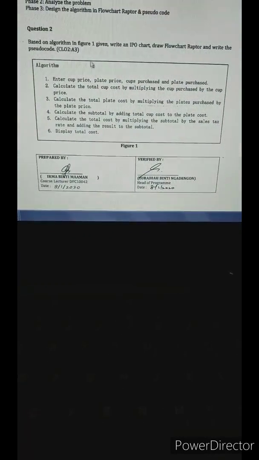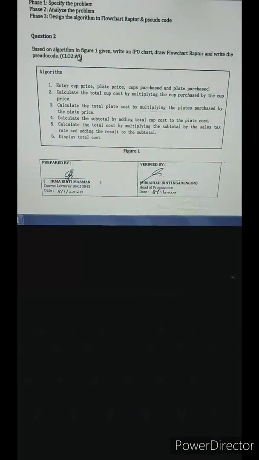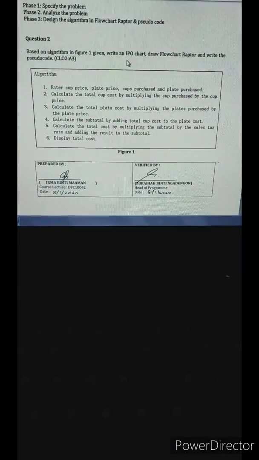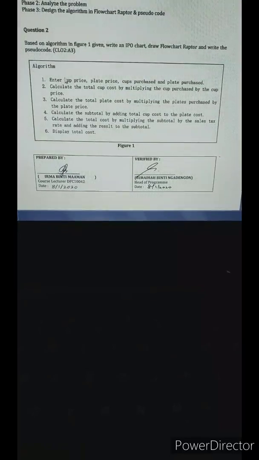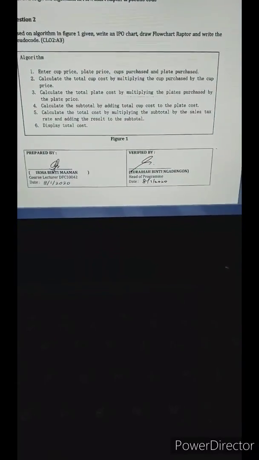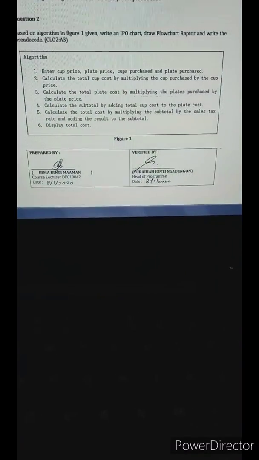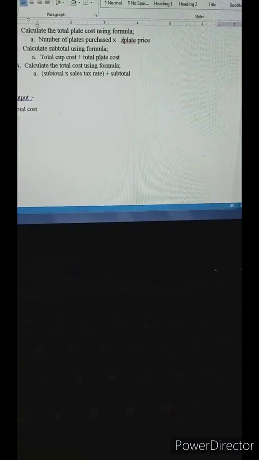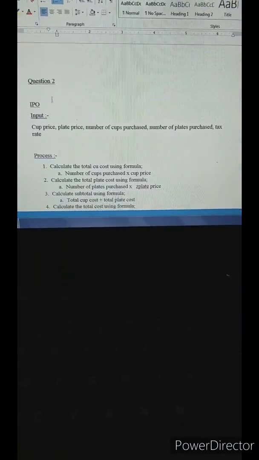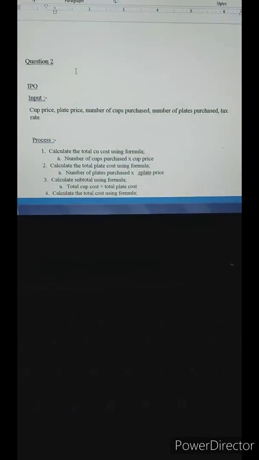Then for question 2, based on the algorithm in figure 1 given, write an IPO chart, draw the flowchart, and write the pseudocode. This is the algorithm. As for the answers, first the IPO: input, process, output.